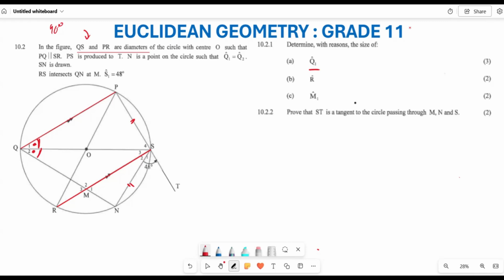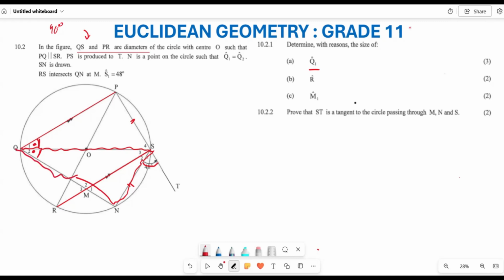So what will be your Q1 here? Looking at this particular triangle, if we are looking for Q1, can you not agree that Q1 is going to be given by 78? But let's start here. Can you not say, looking at this particular triangle here, my S1.